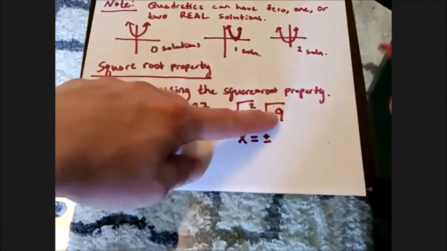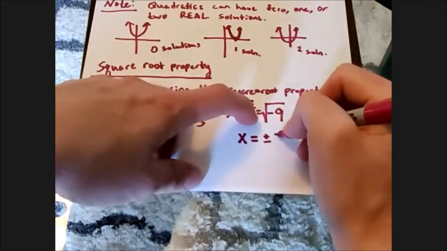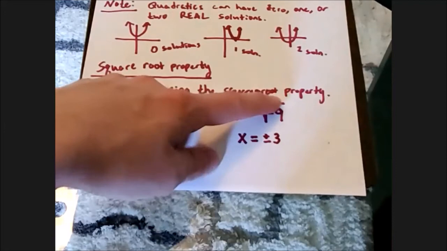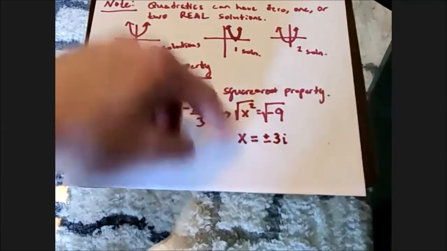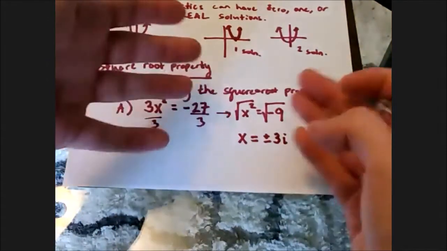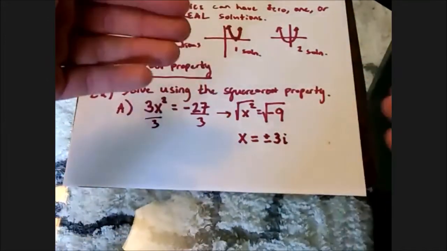The square root of the number 9 is exactly 3. And what happens when we square root a negative? Well, we learned last week that produces the i value. So our solutions here are plus or minus 3i.